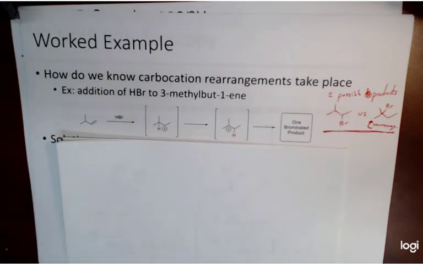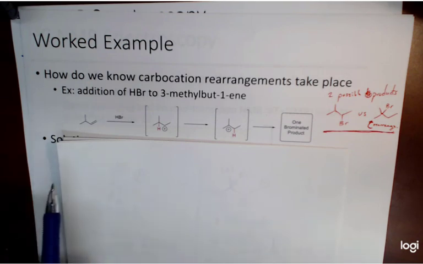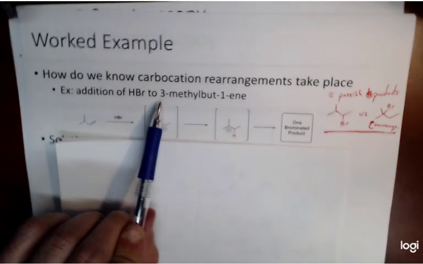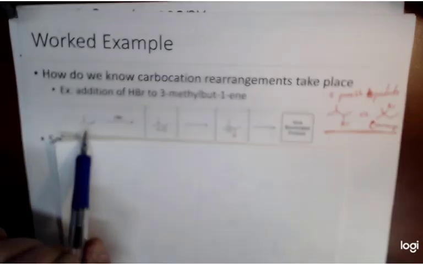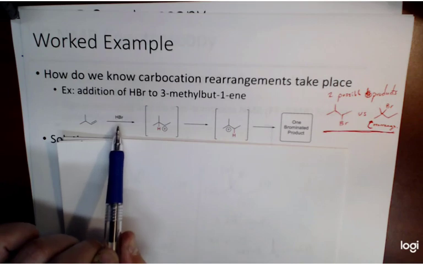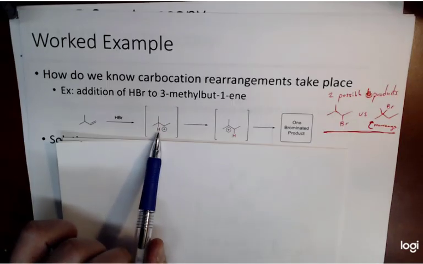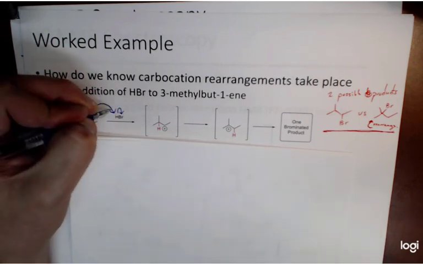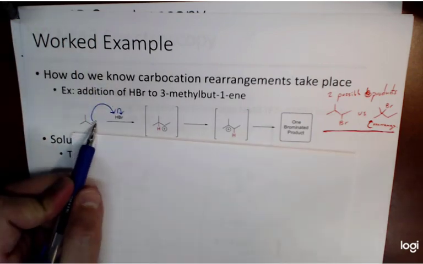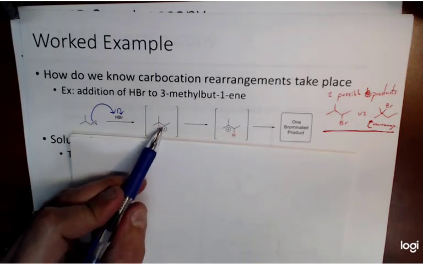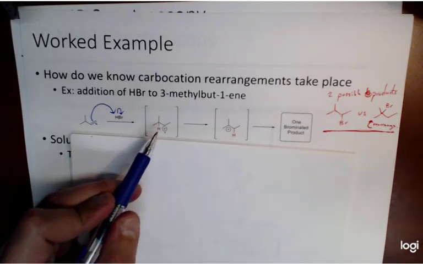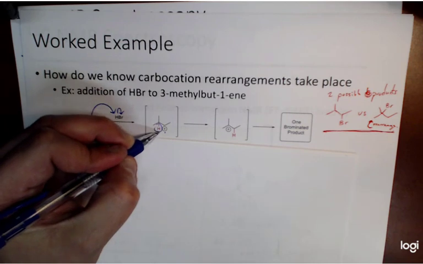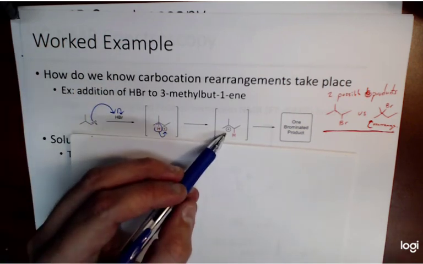It says here, how do we know that carbocation rearrangements take place? In particular, when we look at this example reaction of HBr addition to 3-methyl-but-1-ene. So there's our alkene, and we're adding HBr. The question is, how do we know that, based off of our reactions before, we know that the pi bond attacks the hydrogen, and therefore this carbon would have gotten the hydrogen, and our second carbon here would have gotten the plus charge. So how do we know that this rearrangement takes place where we have a hydride shift to get that and give us the appropriate brominated product?